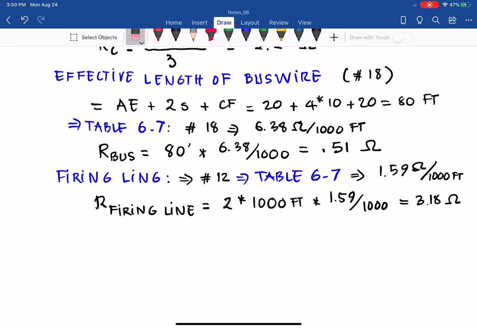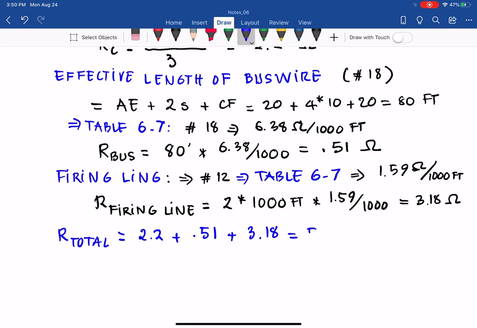And then we move to step 4, the total resistance. R total equals all the first three: 2.2 plus 0.51 plus 3.18. So we get 5.89 ohm.